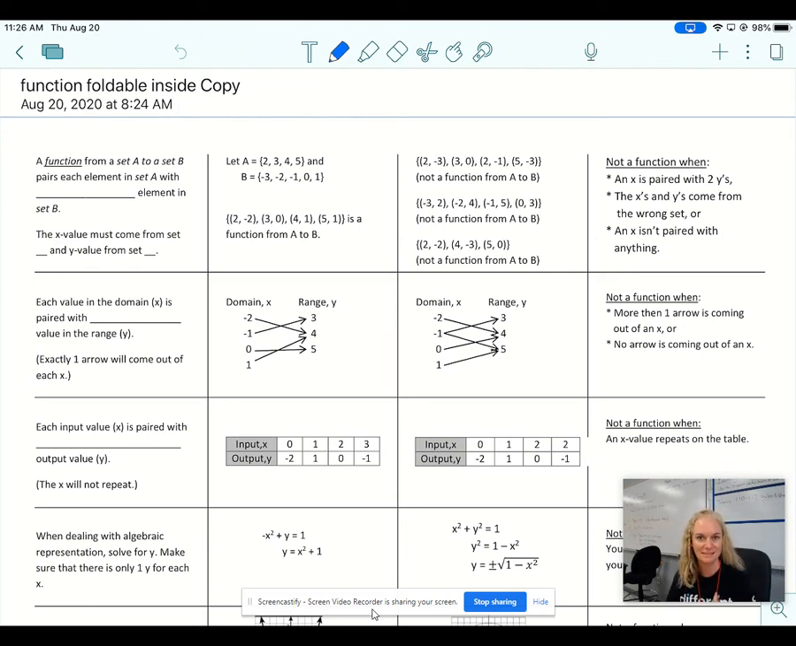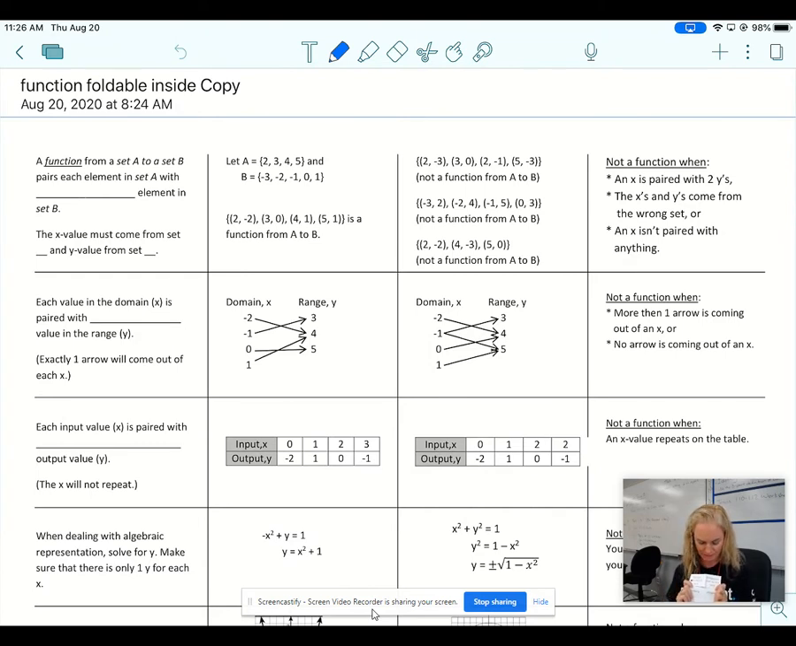So on this lesson, what you're given is a foldable. If you want it to be a foldable, you're just going to make some little cuts. Cut it to the first vertical line, and then you can have a foldable.